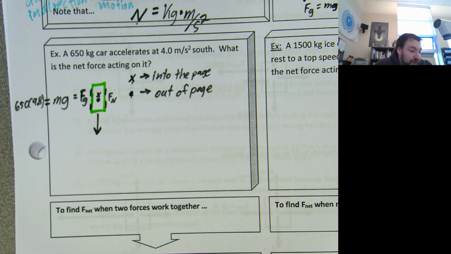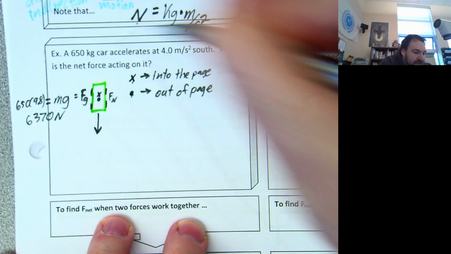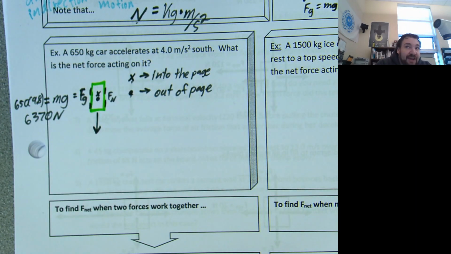It's going to be measured in newtons. I want the number, though. Someone grab a calculator. What's the number? What is the force of gravity acting on the car? 650 times 9.8 is not 49. It's going to be a lot bigger than that. 6,370 newtons. That is the size of the force of gravity acting on the car.